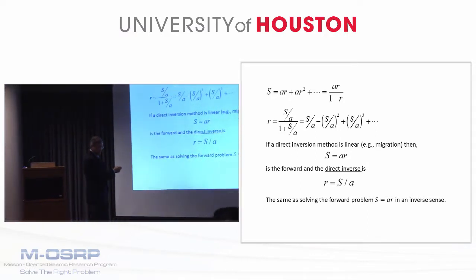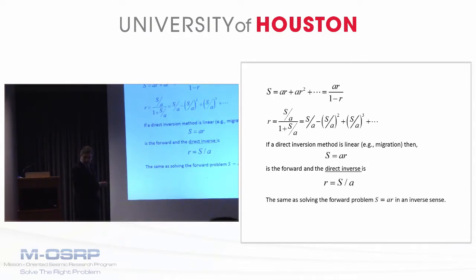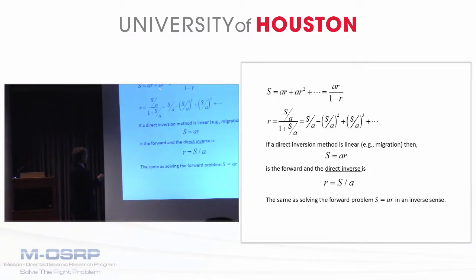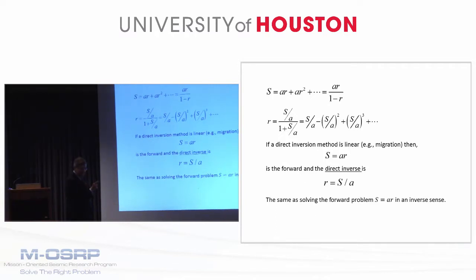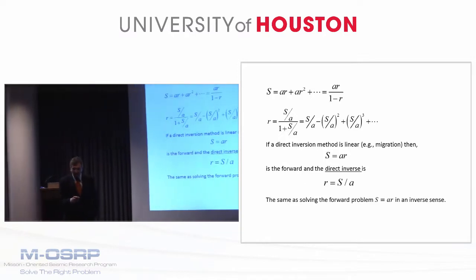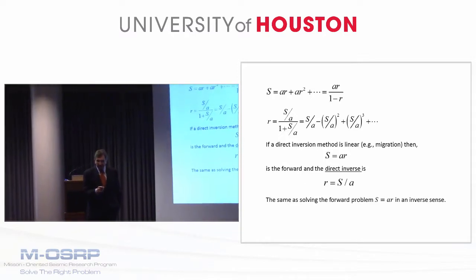This is a forward problem, a geometry. I'm going to illustrate it with this, yes? You give me A and R, I give you S. You give me S and A, I give you R. Yes? How many R's? 1. You give me S and A, as long as S over A is less than 1, you get 1 R. The only time what I just said is not true is if the direct inverse is nonlinear.